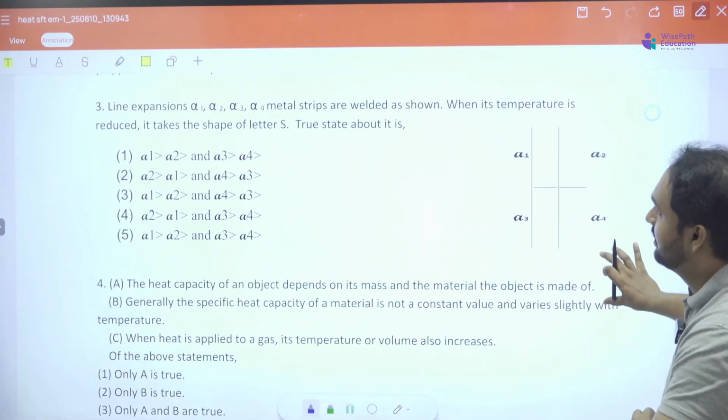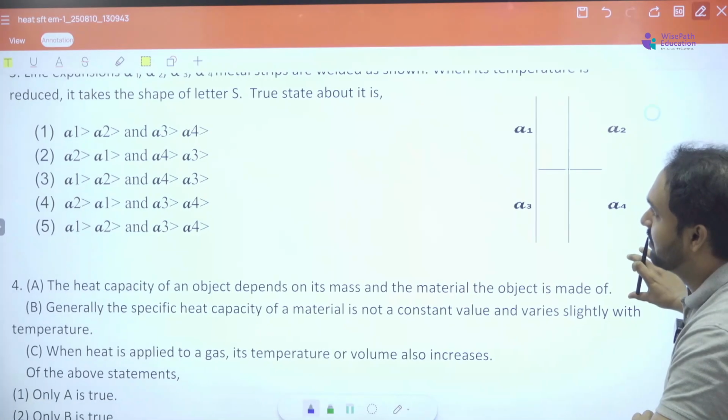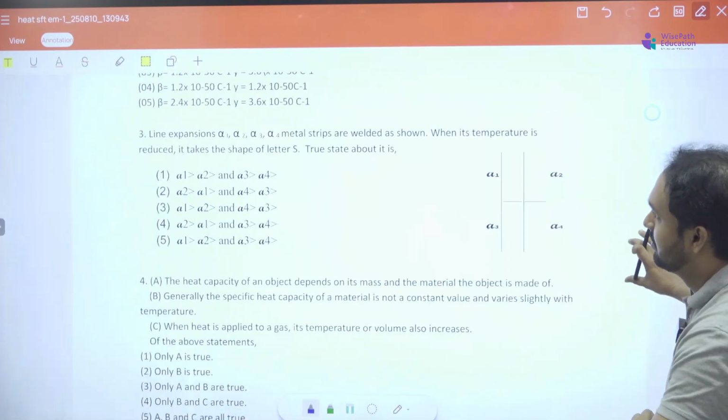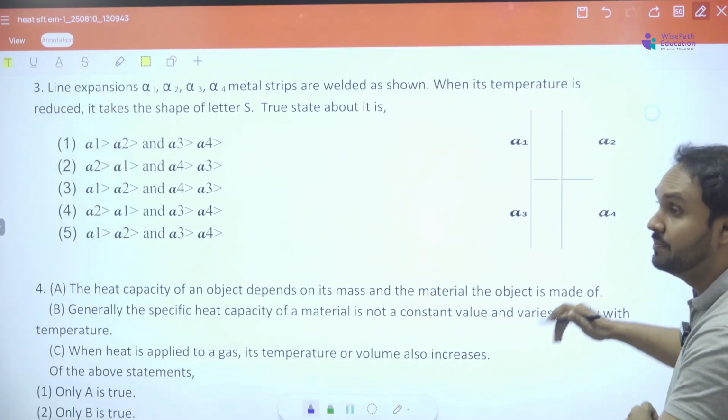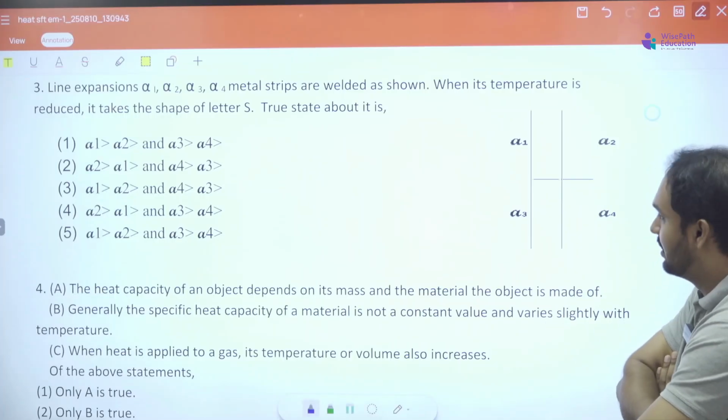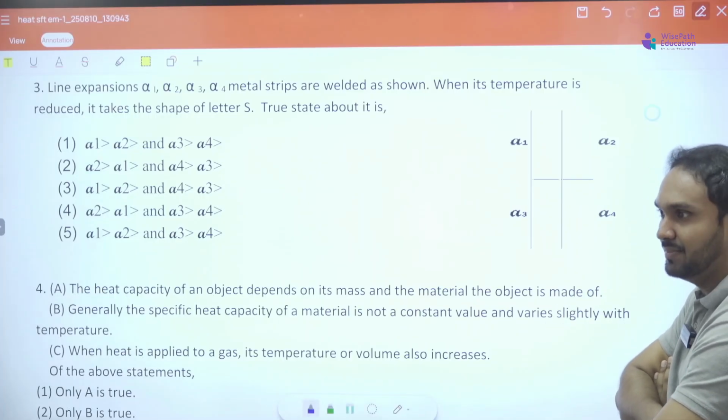I can make a shape, it has to bend when it expands. That is the question.